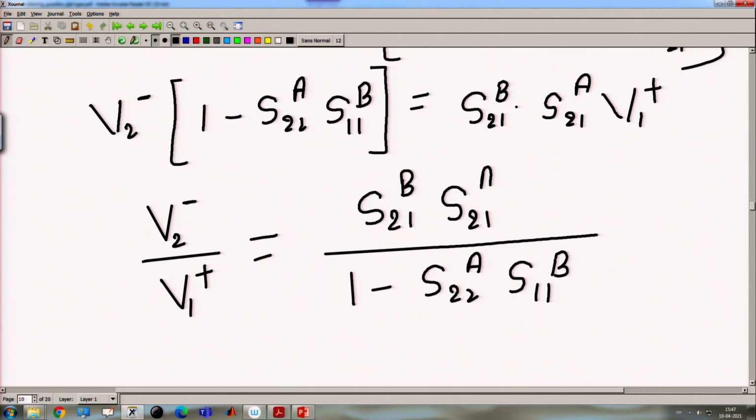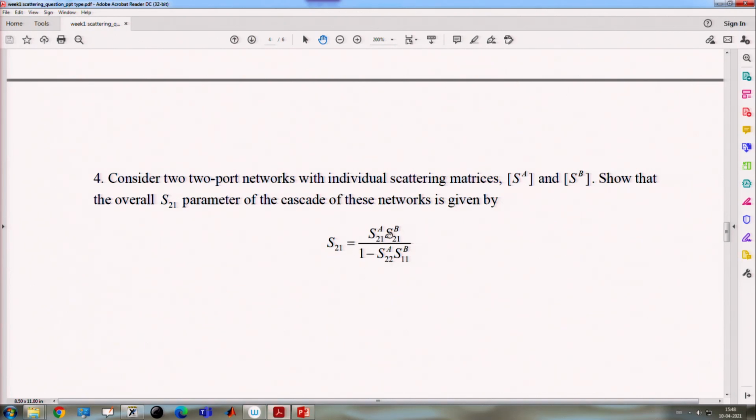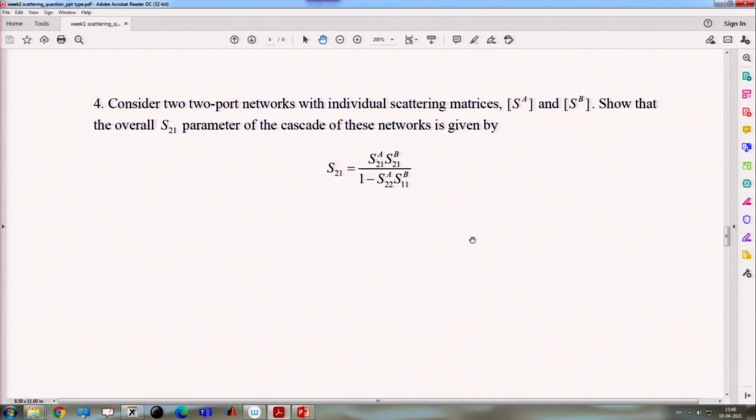So, this is the S21 when V2 plus equal to 0. So, this is the S21. So, we can go to the next problem.